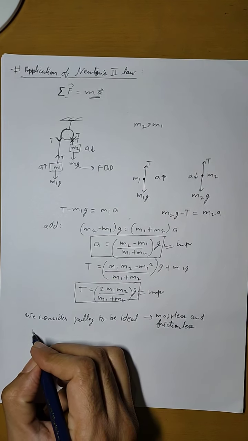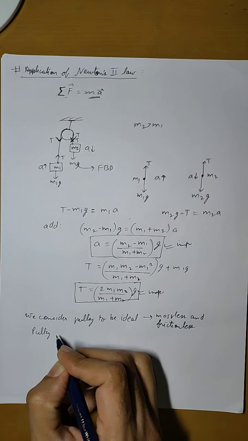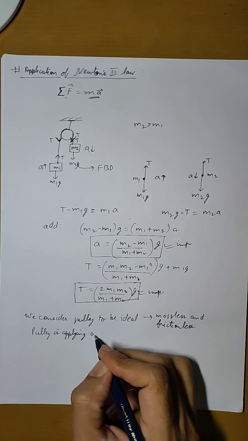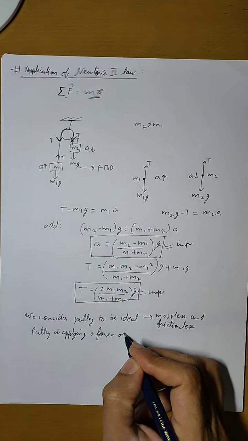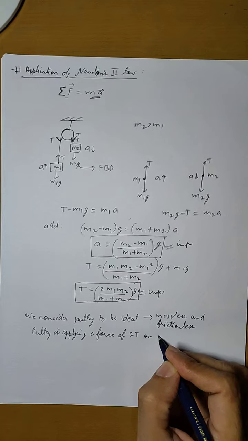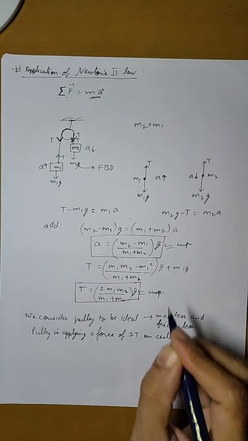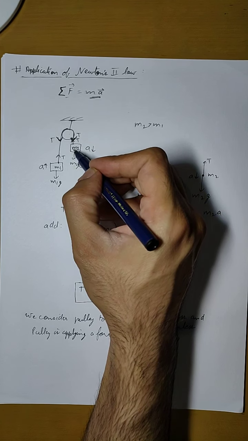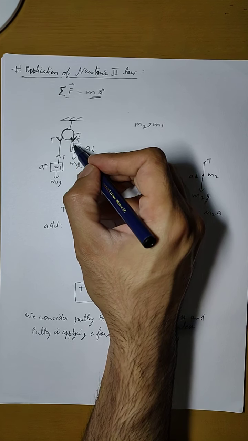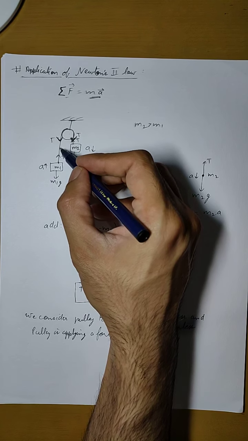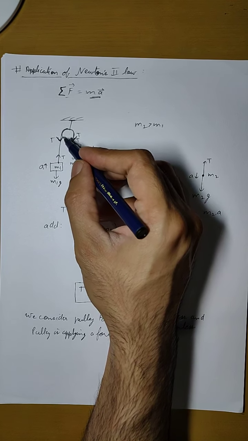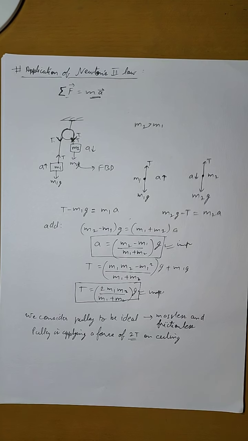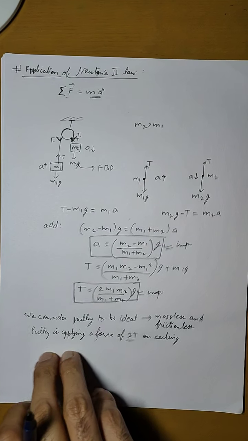So that means the pulley is applying a force of 2T on the ceiling. We have T on this string because of m2, so this T will be in the downward direction, and this one will be because of m1, also in the downward direction. So the total force on the pulley in the downward direction will be T plus T equals 2T. Now let us do another example.